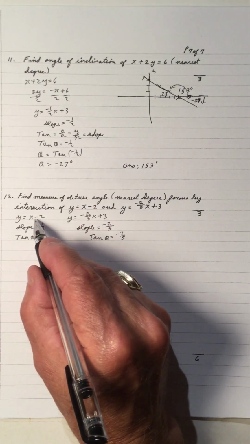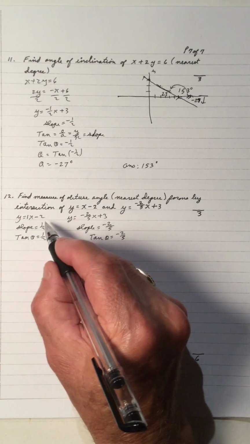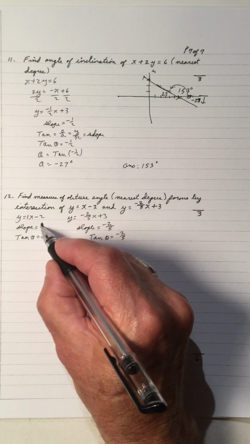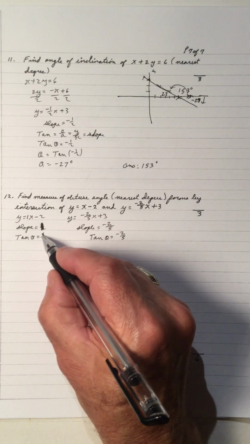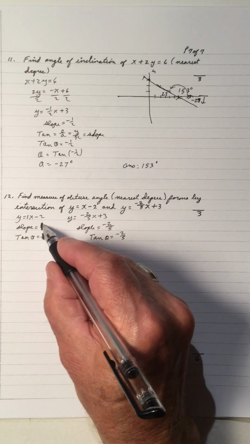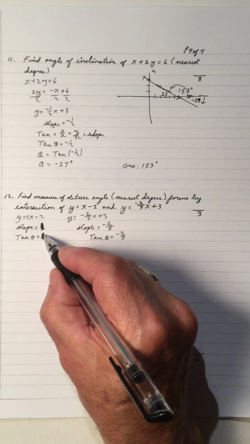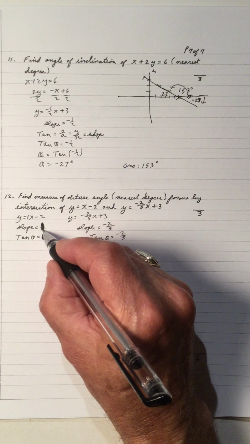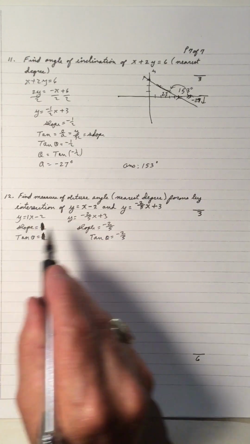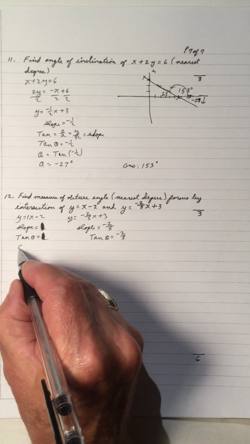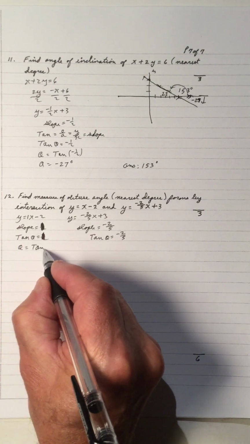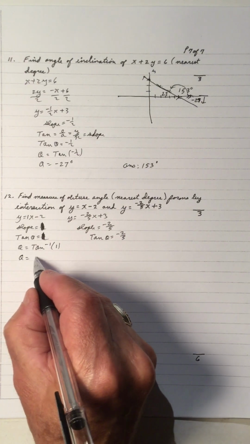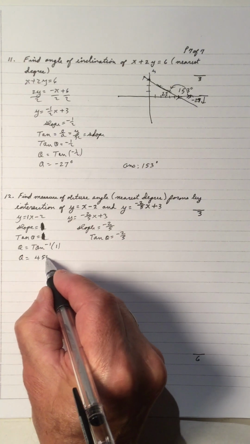I said the slope, careless of me. Look, that's a 1. So the slope here is 1. I don't know where I got the half. Again, that's my brain working. Sorry about that. What a mistake to make, but I make those mistakes every now and then. So the slope is 1 and the slope of the other is negative 2/5. So theta is inverse tan of 1 over 1. If you use your calculator, you get 45 degrees.